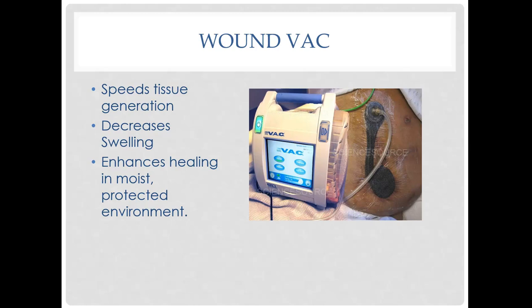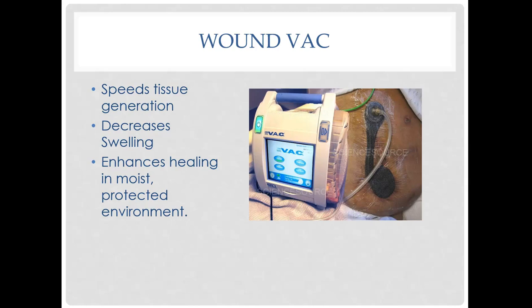Okay, this is a picture of a wound vac. So you may see this in the hospital. This is something that's put in during surgery, when an incision is left open. That black part is a sponge that they cut specifically to fit inside of the wound. And then they put a Tegaderm over it, and the wound vac is attached. Okay. So this helps speed tissue generation.